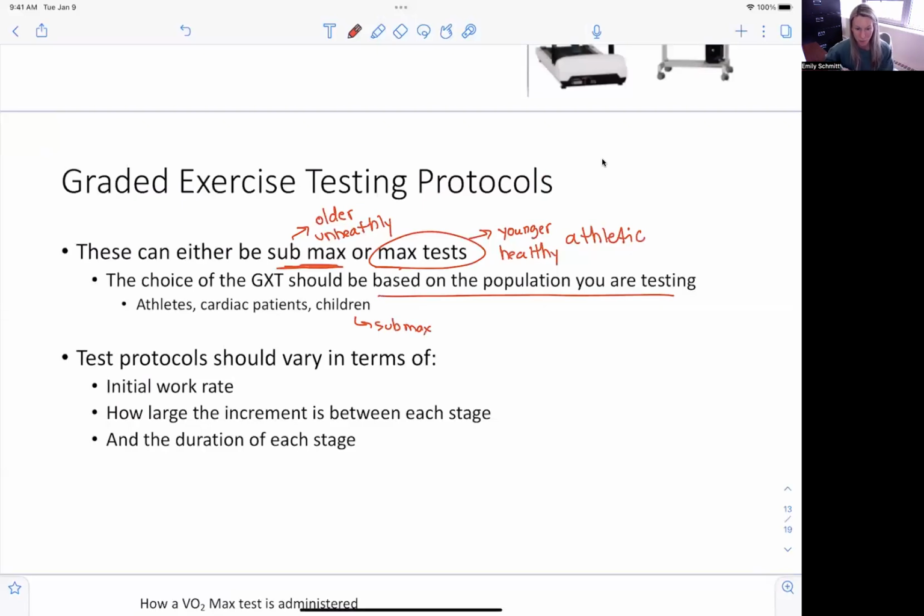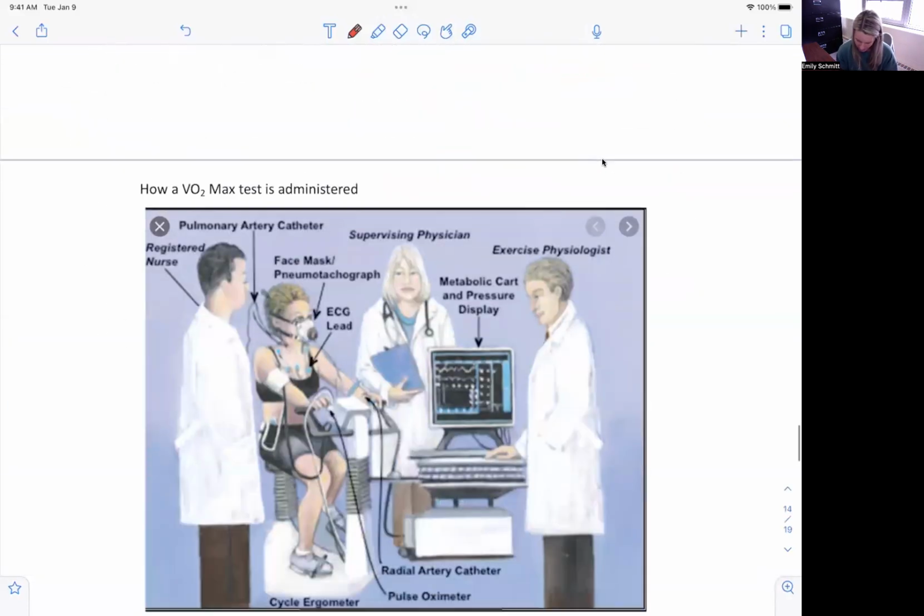you would do a submax test, depending on the age again. And so test protocols vary, and they are different depending on what facility you're at or where you're at in your training or where you're at in your heart disease. And so test protocols vary in terms of the initial work rate, how large the increment is between each stage, and then the duration of each stage. So it's really important for the clinician to know who they're testing so that the test can run as smoothly and be as accurate as possible.